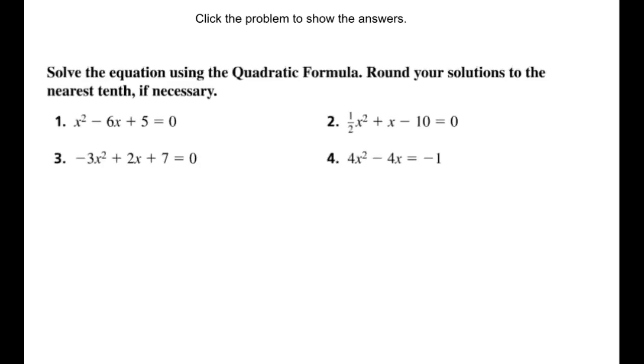So now here you're going to be solving a couple using the quadratic formula. Here I'm asked to round them to the nearest tenth. So I can go ahead and use my calculator to find that. So go ahead and try these.